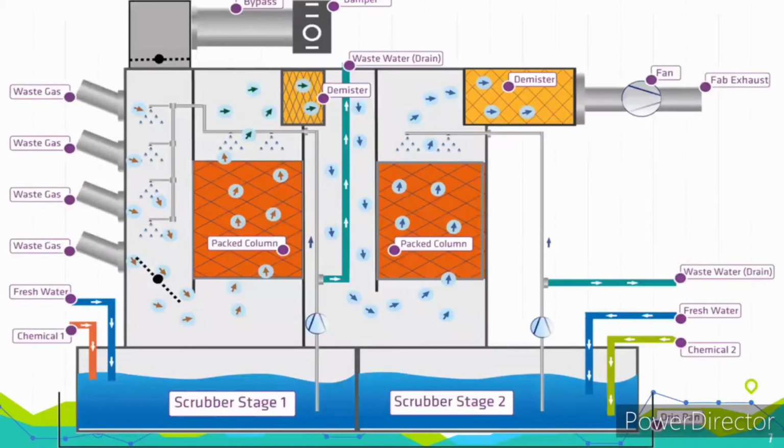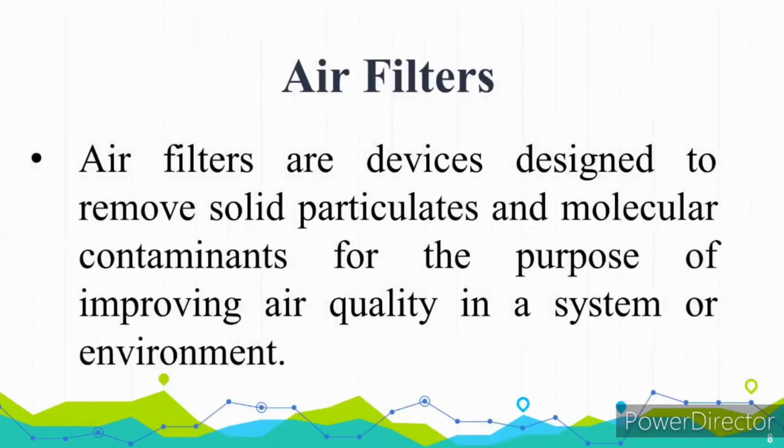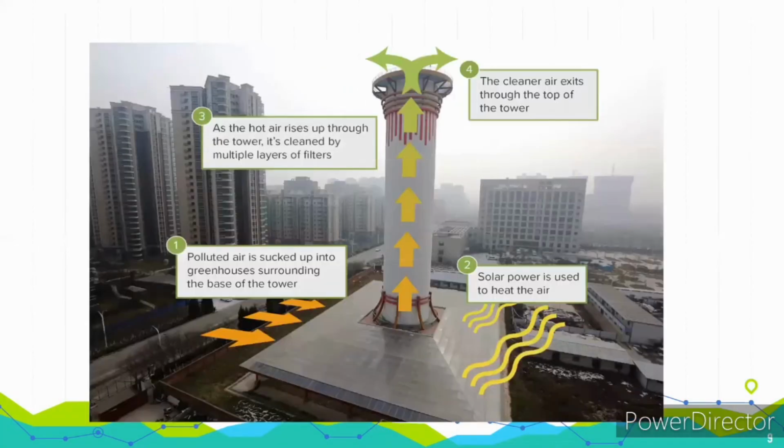And this is how scrubbers work. Next is air filters. Air filters are devices designed to remove solid particulates and molecular contaminants for the purpose of improving air quality in a system or environment. An example of air filters are seen in cars, the cabin filters of car or engine air filter. This is an example of air filter in a structure.